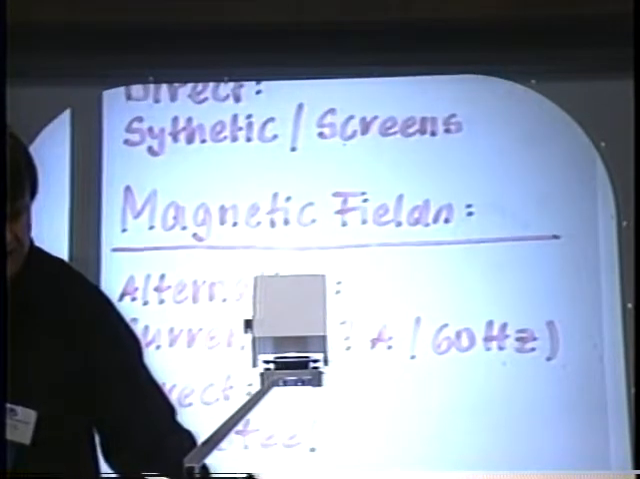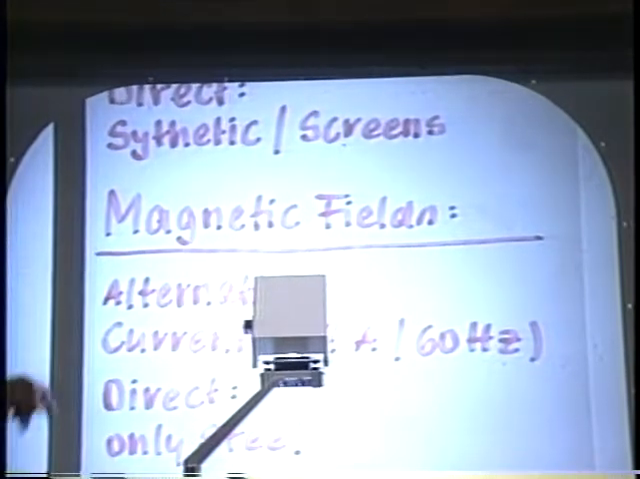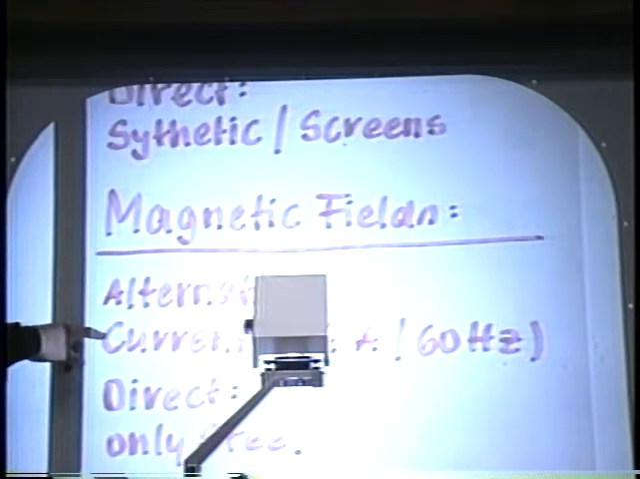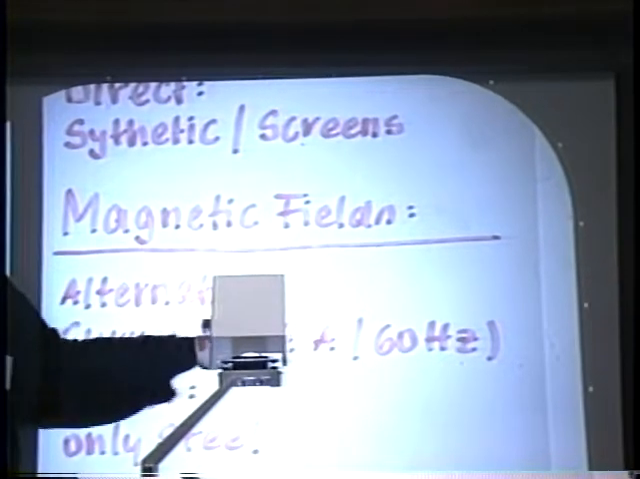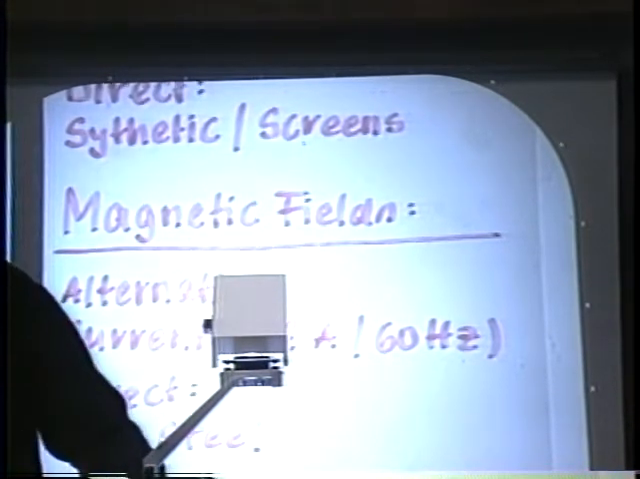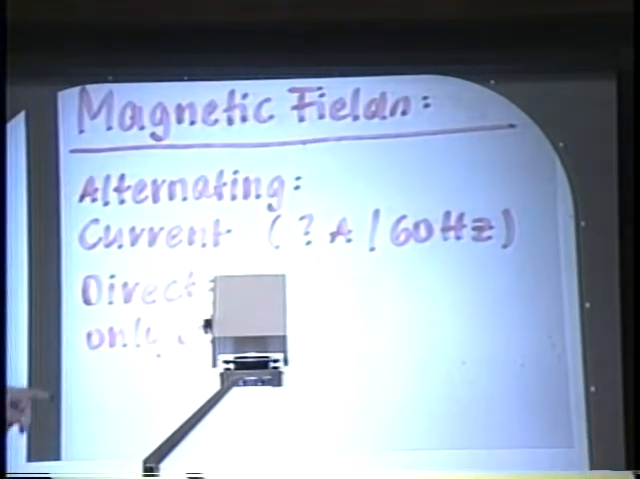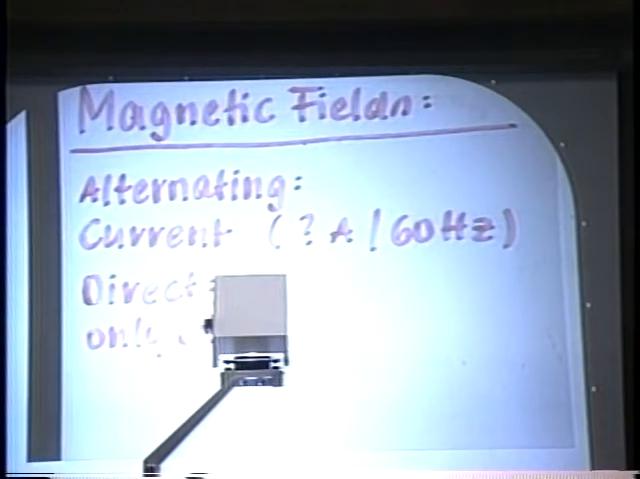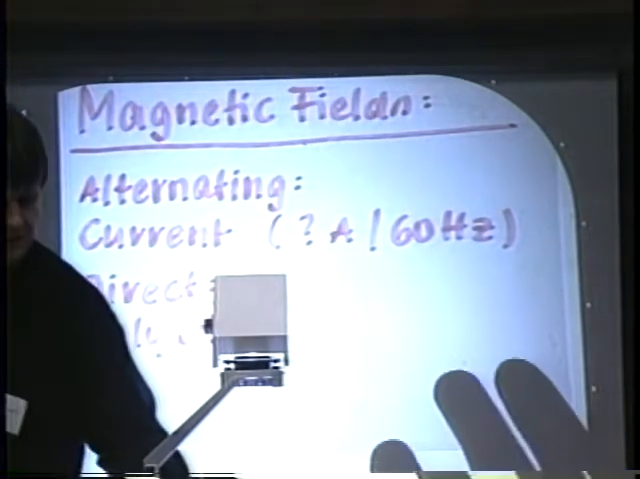Then there are the magnetic fields, and the alternating magnetic fields only come from current. This means some milliamperes at 60 hertz again, and the direct magnetic fields only come from steel. So this is very simple. You know now: electrical installation, alternating fields; synthetics, direct fields; and the magnetic fields, current when they are alternating, or steel when they are direct.